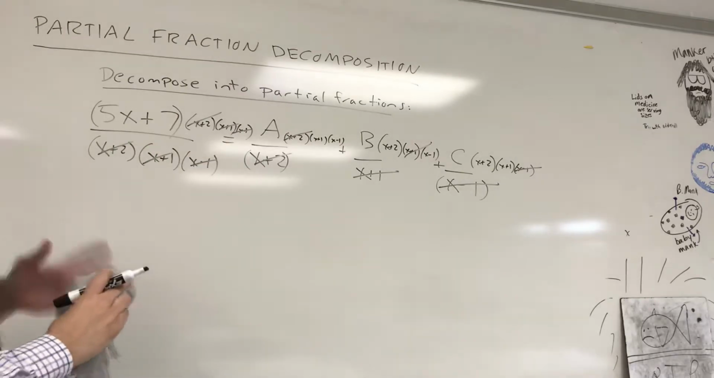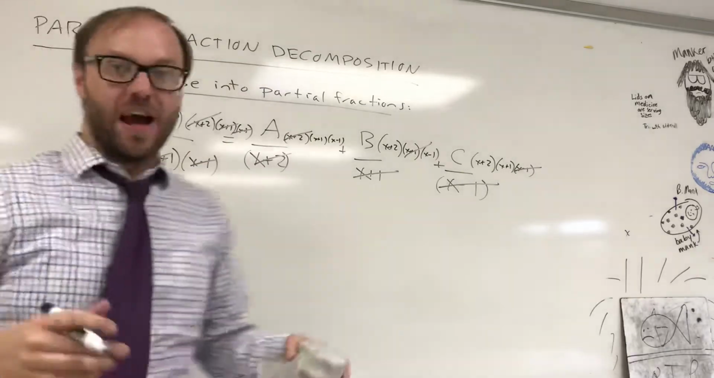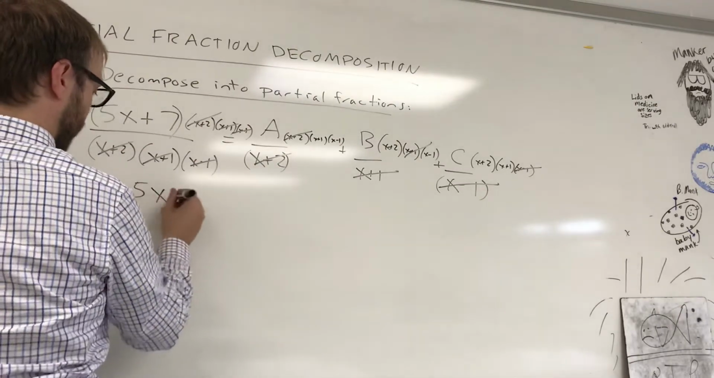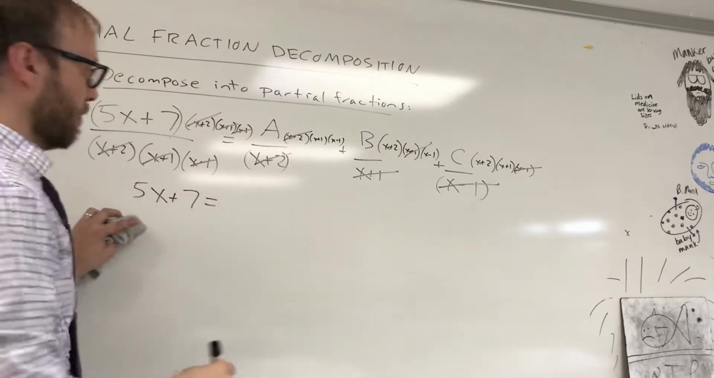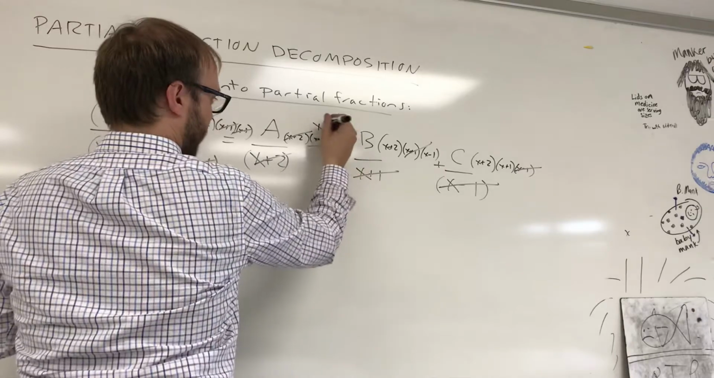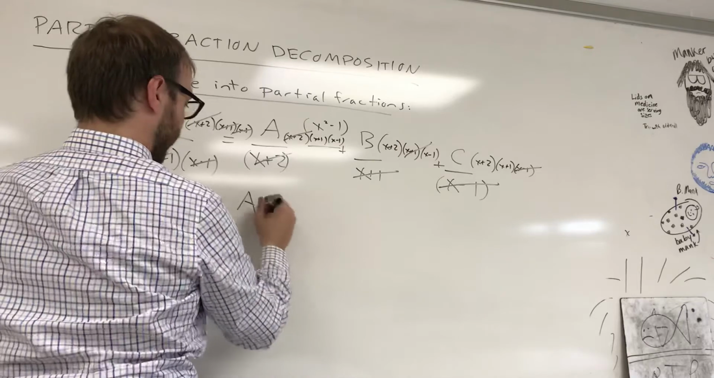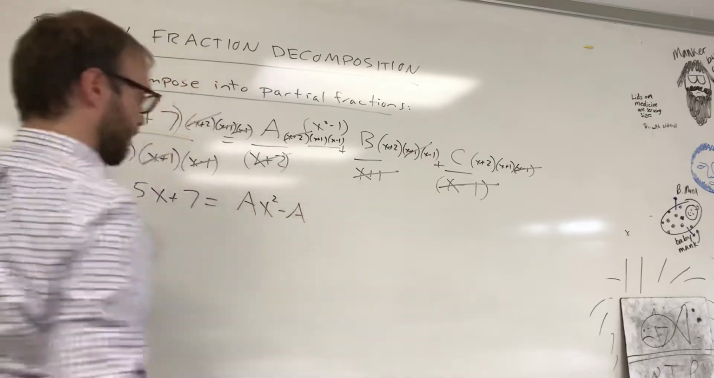Okay, and so we can simplify this down. We're going to have no denominators, which is fantastic. We now have 5x plus 7 is equal to, that's going to be x squared minus 1, and the whole thing is being multiplied by A. So that's Ax squared minus A, all right?